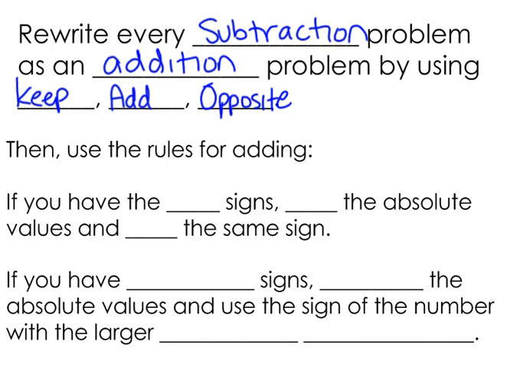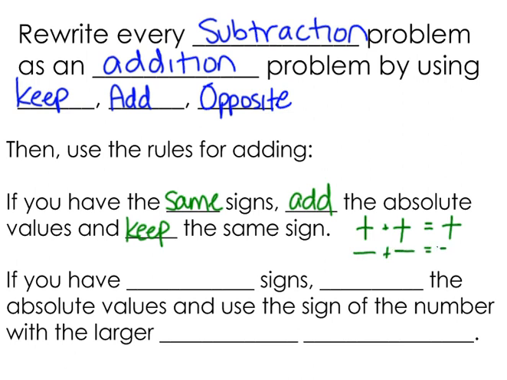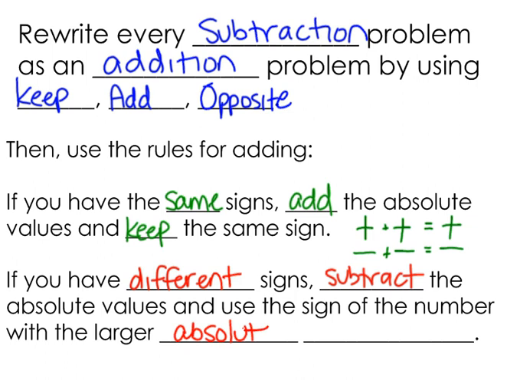So if we're adding two numbers with the same signs, then we're going to add the absolute values and we're going to keep the same sign. So that means a positive plus a positive is positive, and a negative plus a negative is negative, not to be confused with your multiplication rules. And then if we have two rational numbers with different signs, then instead of adding, we're going to subtract the absolute values, and then we're going to use the sign of the number with the larger absolute value. And again, that's what we used for integers. We're going to be able to do the same exact thing for rational numbers.